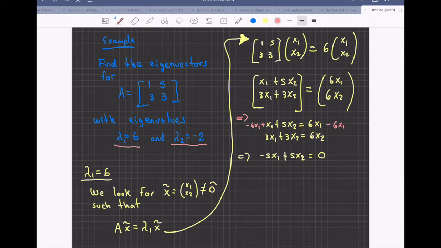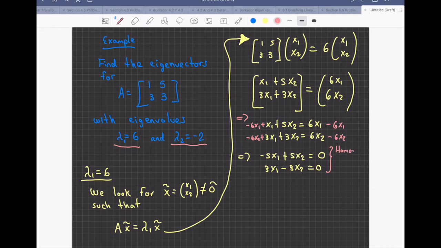And then we have negative 5x1 plus 5x2. And I can do the same for equation number 2, subtracting 6x2 on both sides. So this becomes 3x1 minus 3x2 equal to 0. So this is a system of linear equations.